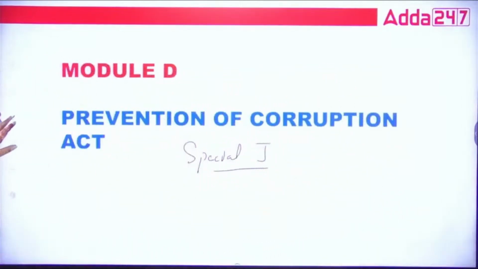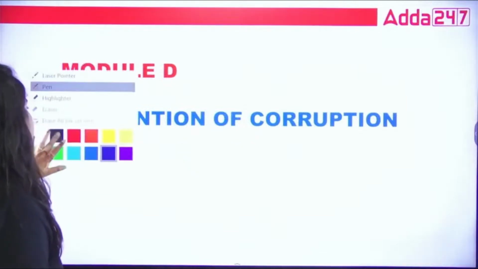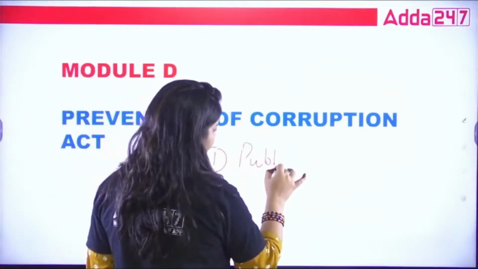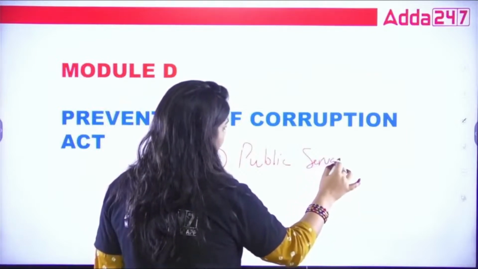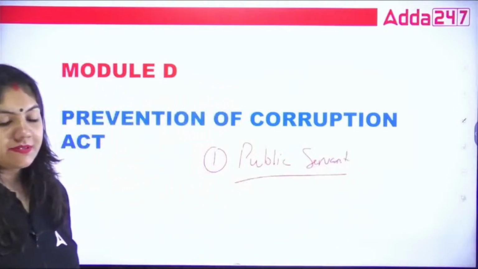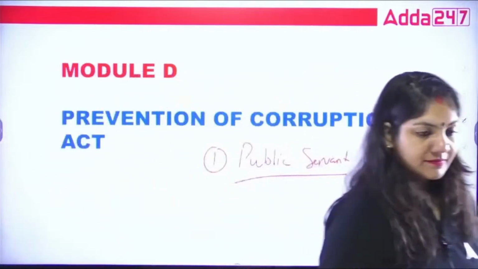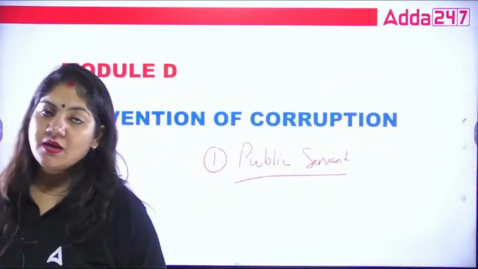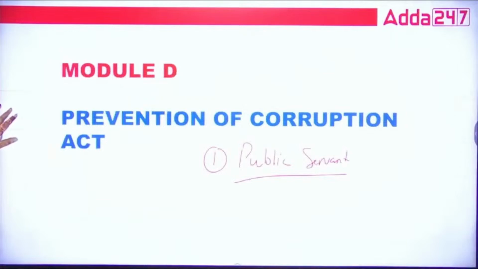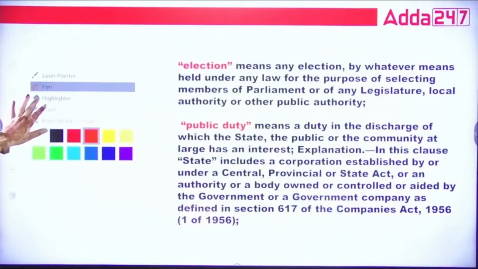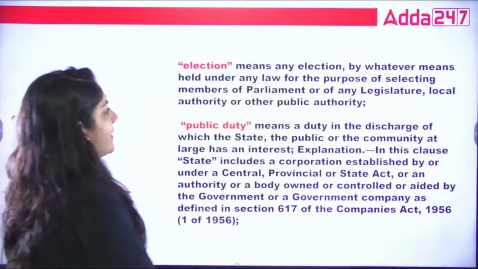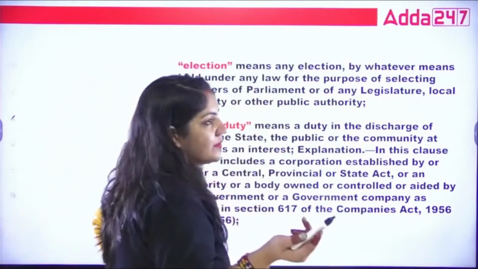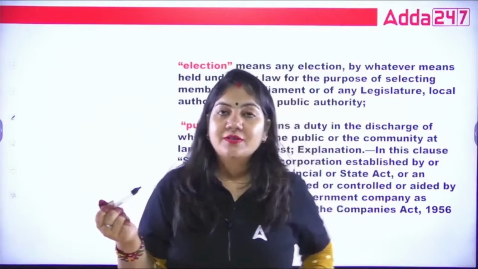So in the public servant, now only one definition is important. Now you will tell me, ma'am, which definition? That is public servant. Only one definition is important, that is public servant and nothing else. So what is public servant under the Prevention of Corruption Act? We will study one by one. So before starting the public servant, the first is, what is election? So election is by whatever means held under any law for the purpose of selecting the member of parliament. It means 2024, as you know that election is going to be held. So this is called election.